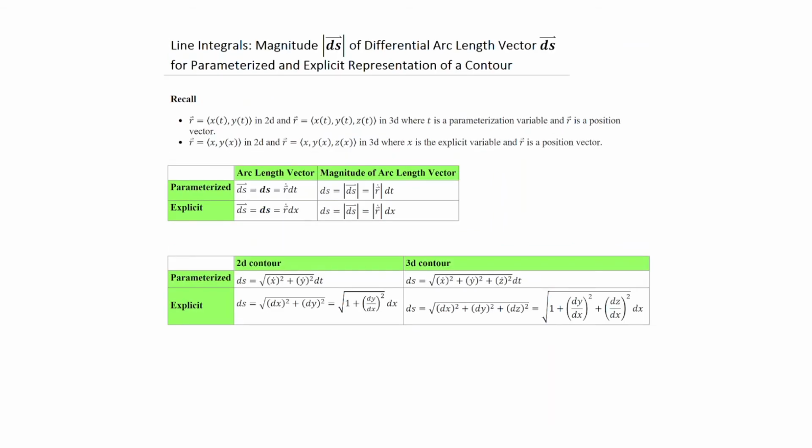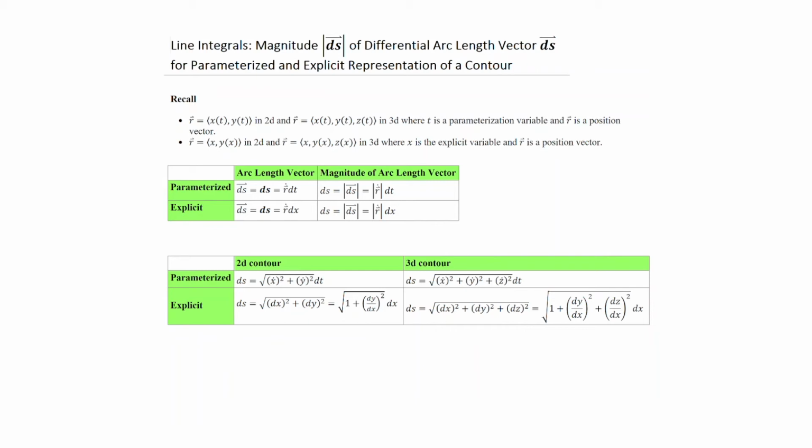Okay, so the next step is let's compute the magnitude of ds. We've got t, we've got ns. We now need ds, the magnitude, the little ds. And we're going to do this for the parametrized and explicit representation of a contour. So just recall what the position vector is in 2D and what it is in 3D for the parametrization case and the explicit case. So essentially just a summary. And so now we can move ahead.